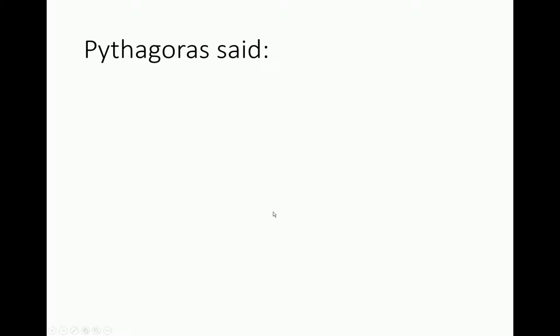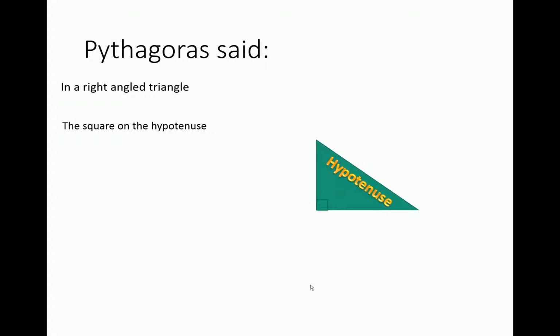So Pythagoras said, in a right-angled triangle, so there we go, there's a right-angled triangle, the square on the hypotenuse. Okay, so first of all, the hypotenuse then is this side here. It's the longest side of the triangle, and it's always the one opposite the right angle. So that's the hypotenuse. Back to Pythagoras' theorem.